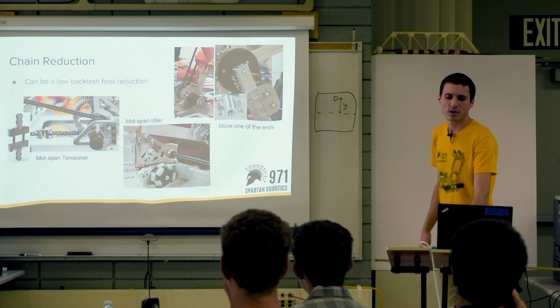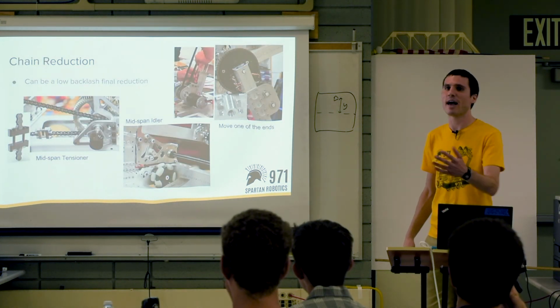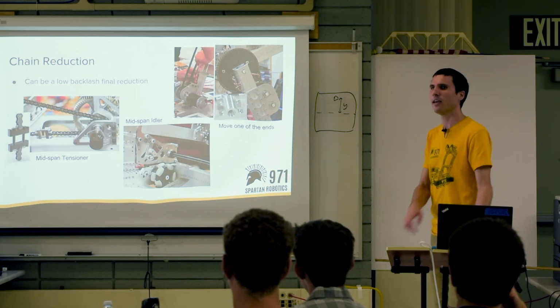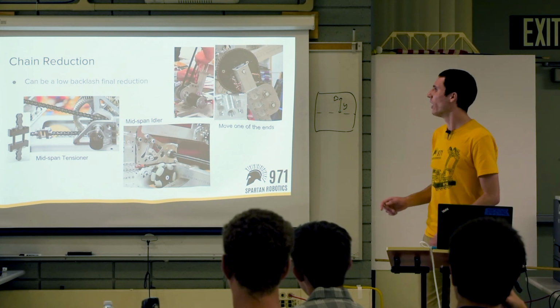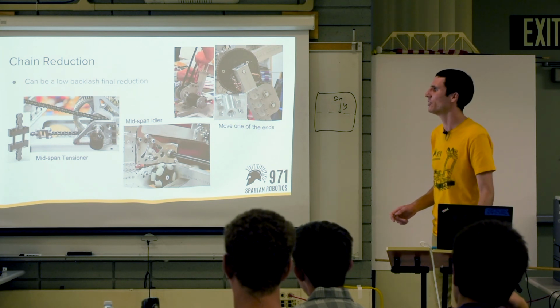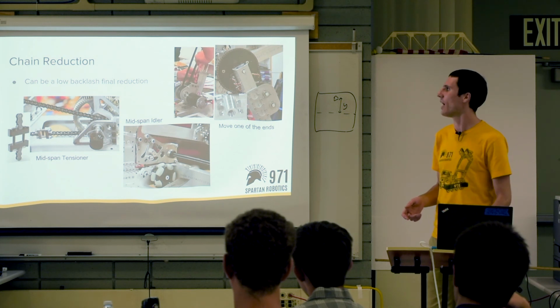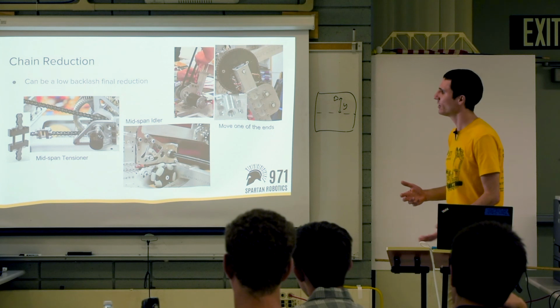So we like using chain reductions as our last stage because you can get relatively low backlash out of a chain reduction if you tension it properly. So a lot of attention and detail goes into how we tension our chains so that we can get low backlash out of them. And there are three different ways that we go about tensioning the chain.